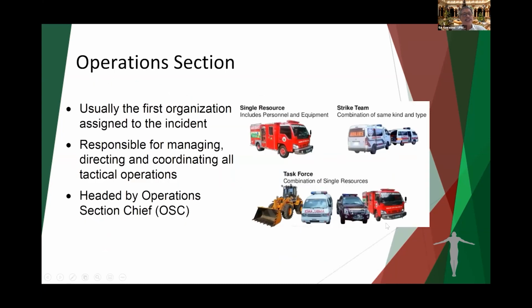The operations section is usually the first organization assigned to the incident. They are responsible for managing, directing, and coordinating all tactical resources. And this is, as I said, headed by the operations section chief. Now, if you have only a single resource like a fire truck, you call the team a single resource team, and this includes all personnel and equipment in that fire truck. So the driver, the fire hose operators, the pump operators, and so on.